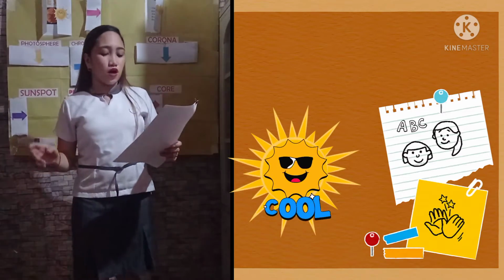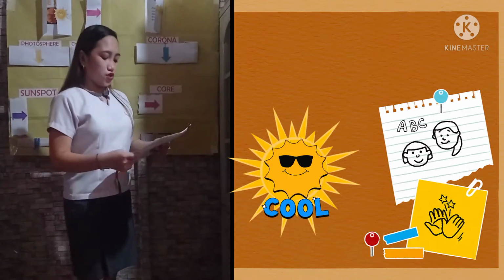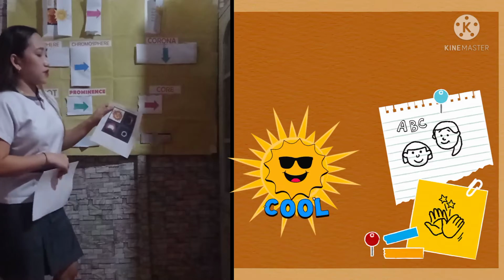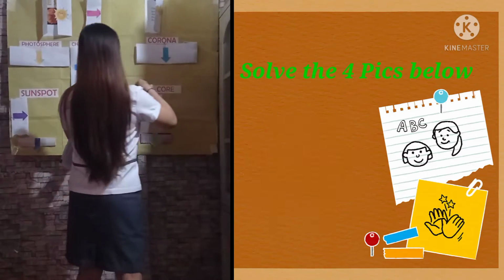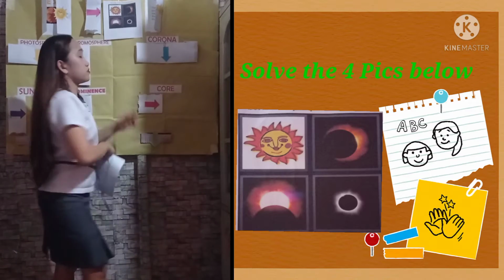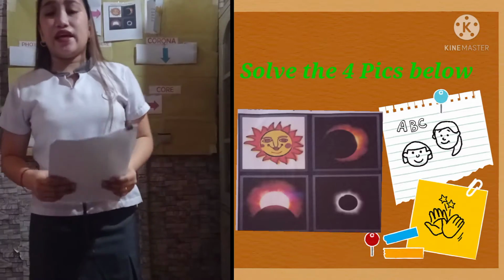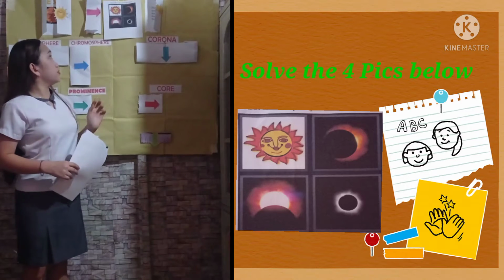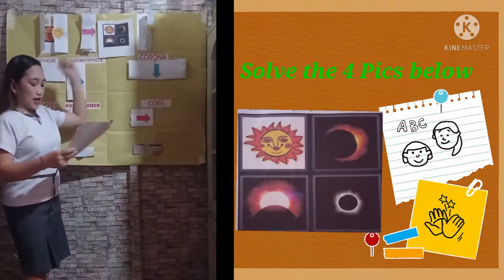Okay, before we start our lesson, I have a simple game. This is the direction. Solve the picture puzzle below. Okay, who has an idea what is the answer for these four pictures? These four pictures show the sun.